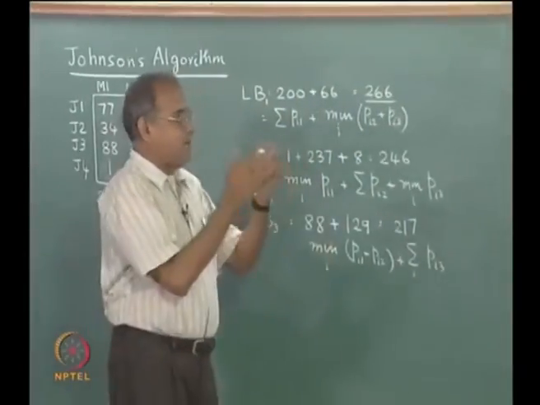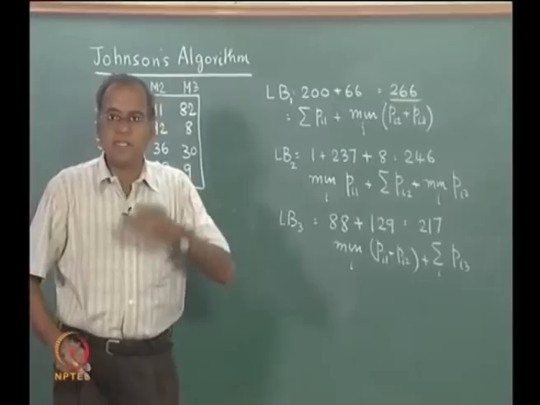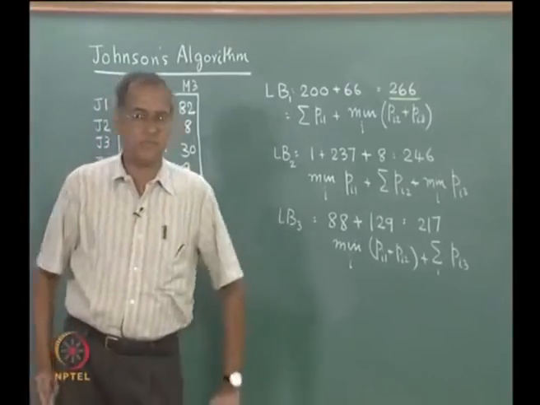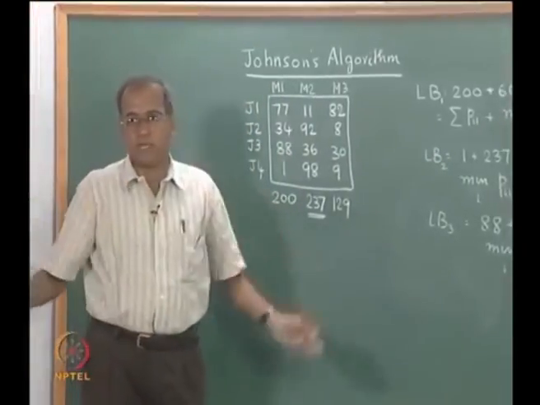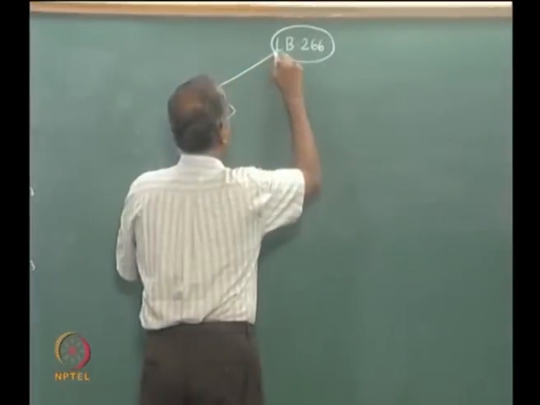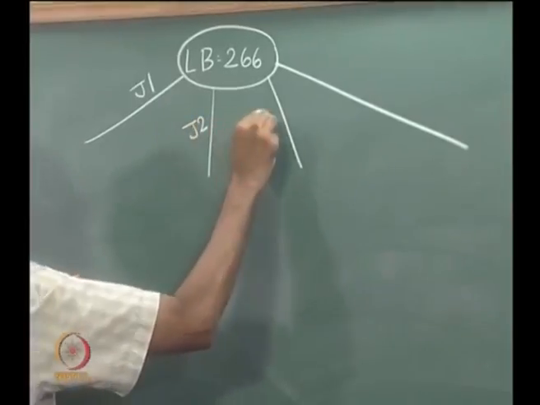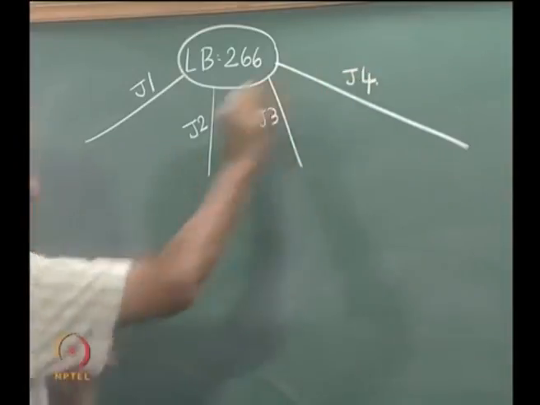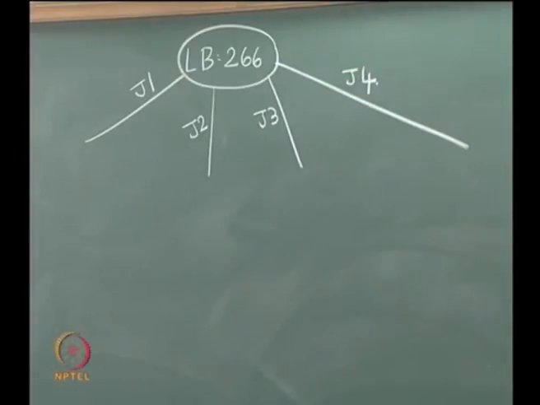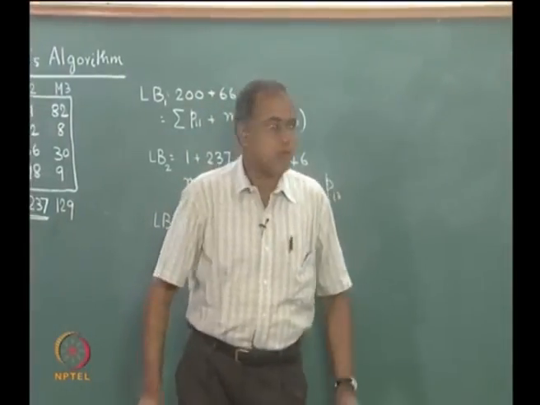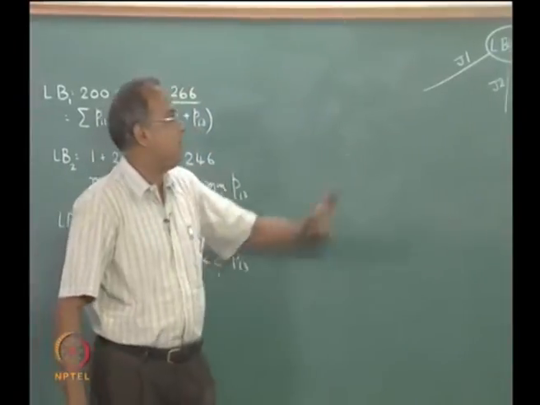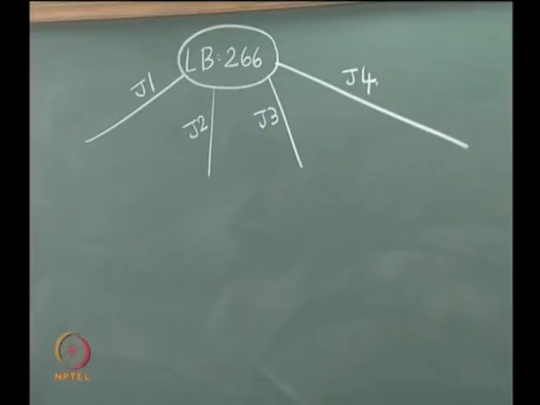Now, what we do is we try and branch in this tree by trying to fix each of the jobs as the first job in the sequence. So, there are 4 jobs, so there are 4 possible branches. The 4 possible branches will have J1, J2, J3, J4 each as first job in the sequence. So, this sequence will have J1 as the first job, this sequence will have J2 as the first job and so on. So, now we try and find out the lower bound for each of these 4 nodes of the branch and bound tree. So, let us first compute this.